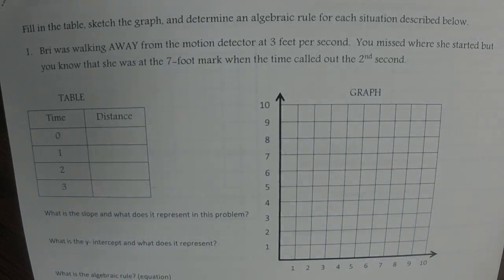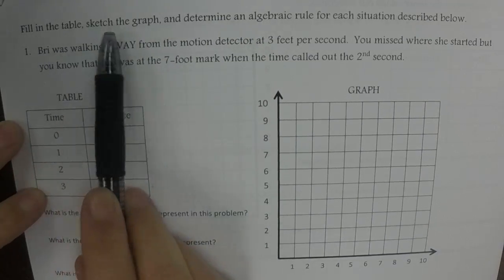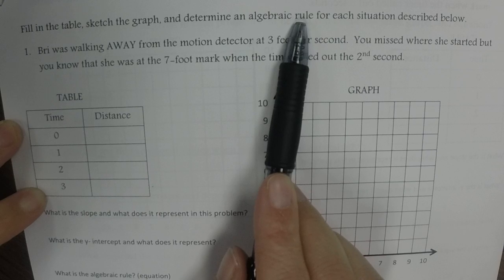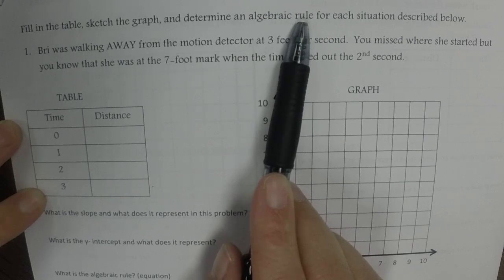I know that Line Up by the Rules is actually an assignment, not notes, but I feel like if I go over one of them, you guys will have a better idea of how to do this. So this says fill in the table, sketch the graph, and then determine the rule for each situation described below.